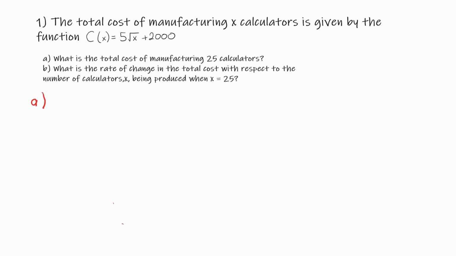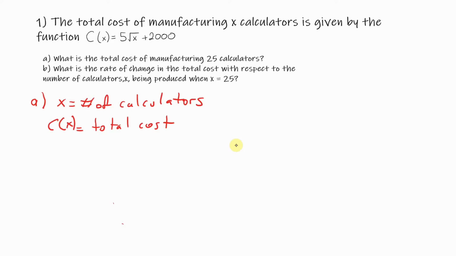It says we have x calculators, so x represents the number of calculators. And if I look at the function, C is going to represent my total cost, because in the first line it says the total cost of manufacturing x calculators. So C is total cost. It's better to say C(x) because it represents the whole y. You can say y equals total cost, but we're saying C(x).